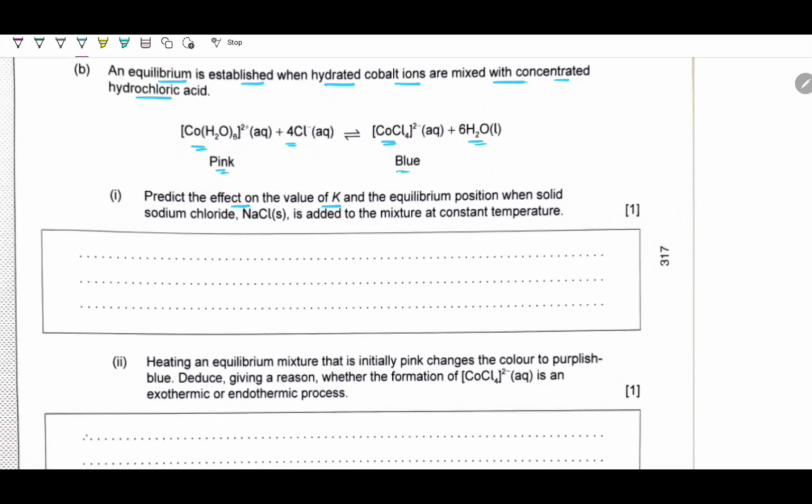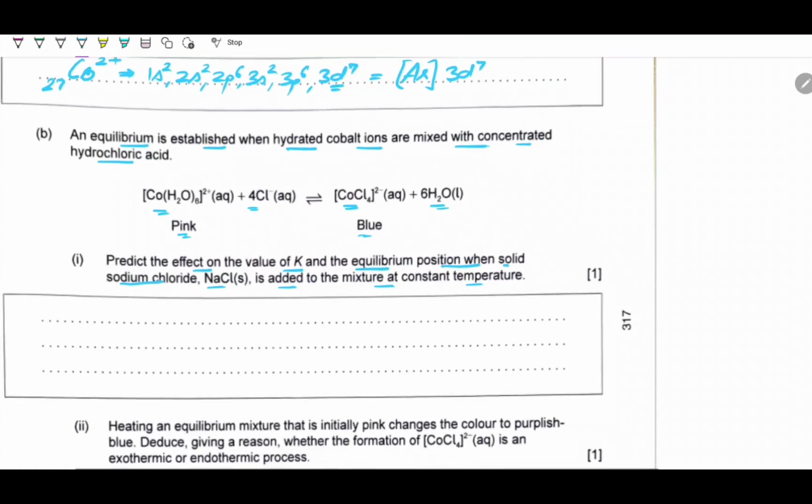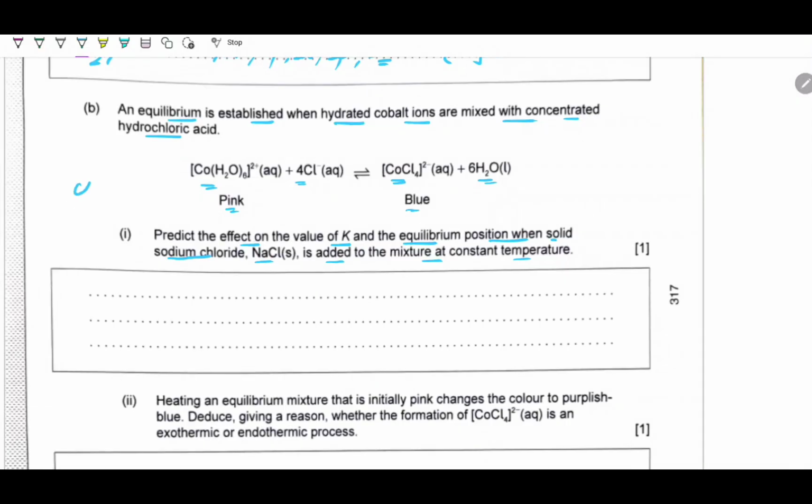Predict the effect on the value of K and the equilibrium position when solid sodium chloride NaCl is added to the mixture at constant temperature. Now we know that NaCl is an ionic compound. It will contain Cl minus ions. Na plus and Cl minus is an ionic compound, and these Cl minus ions will increase the concentration of Cl minus ions in this equilibrium reaction.